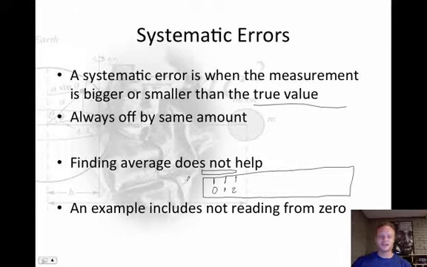And the shame is that finding the average doesn't help. If you always measure incorrectly, you're just averaging a bunch of incorrect measurements, so that is not a way to help it. So, not reading from 0. Zeroing your electronic balances, if you're putting a weigh boat on it and getting a 0 on it, is another example of systematic error.